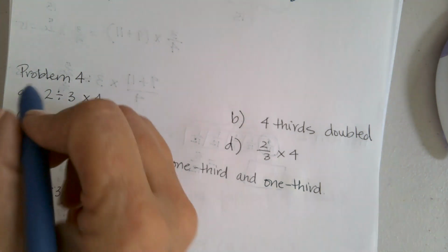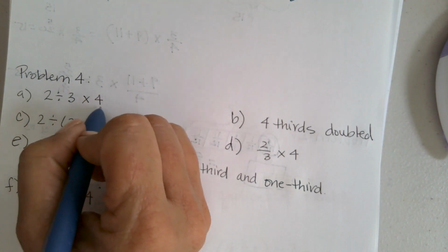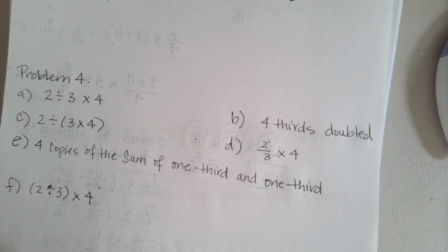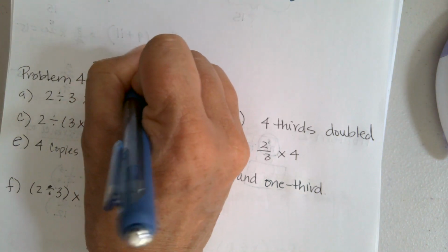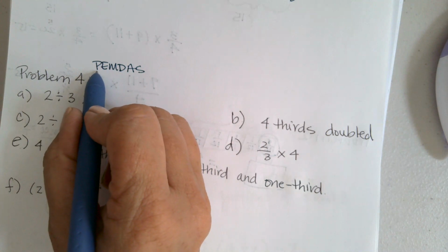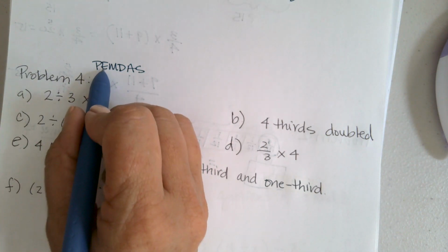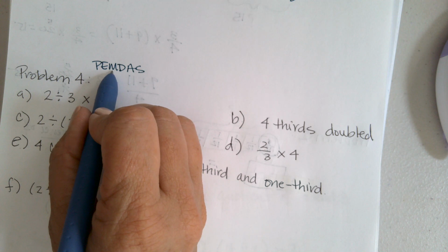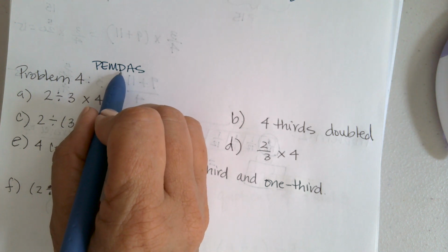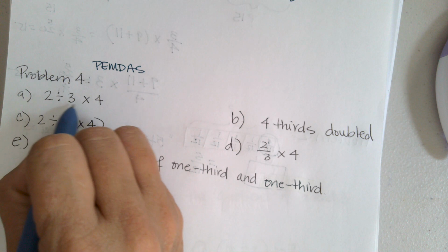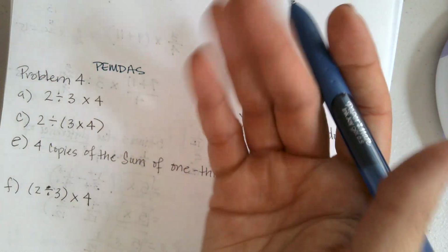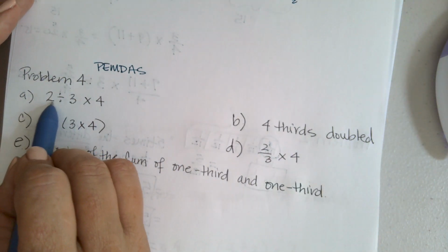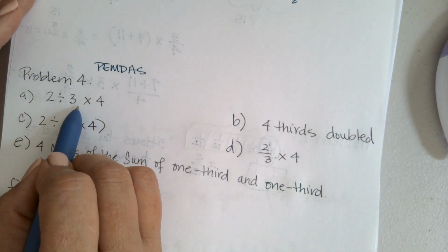So we have 2 divided by 3 times 4. What do you think we should do first? Now remember PEMDAS. So parentheses, are there parentheses here? No. Are there exponents? No. Is there multiplication? Yes. Is there division? Yes. But because multiplication and division are equal, you just do whichever one you come to first.